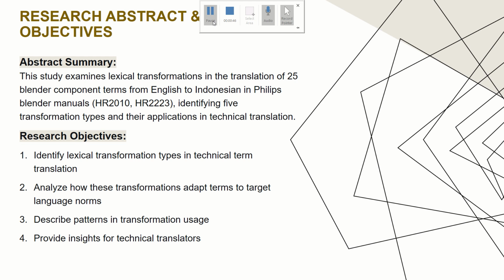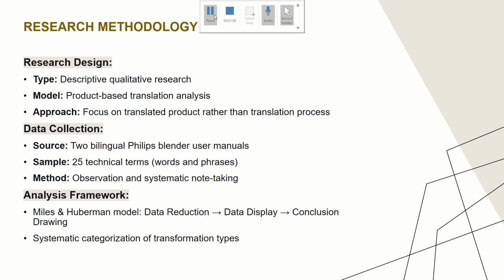The main objectives are to identify the types of lexical transformation used, to analyze how these transformations adapted terms to the target language norms, also to describe patterns and their usage, and the last one, to provide practical insights for technical translators. So this is a descriptive qualitative study using a product-based translation analysis approach. This means we focused on the translated text itself rather than the translation process.